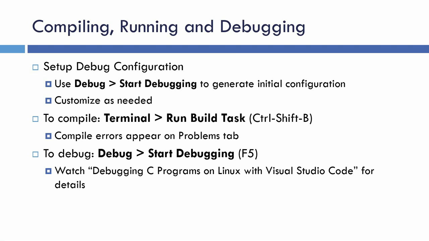Now I want to demonstrate compiling, running, and debugging your code. The first step in the process is to set up what Visual Studio calls a debug configuration. There are a couple of ways to do this, but I think maybe the easiest way is to use the Start Debugging command on the Debug menu to generate an initial configuration and then customize it as needed.